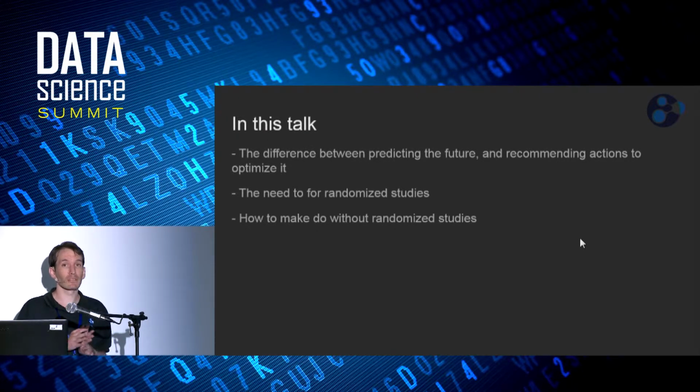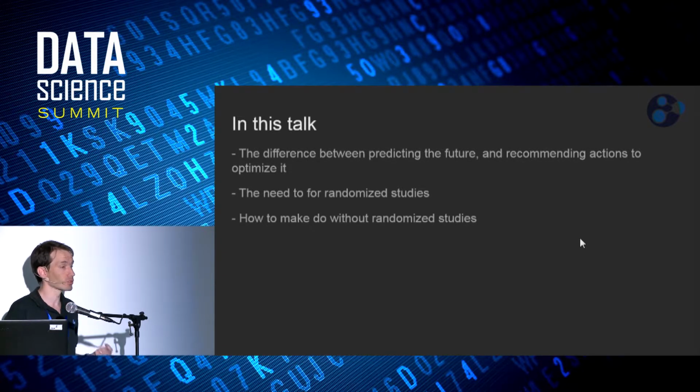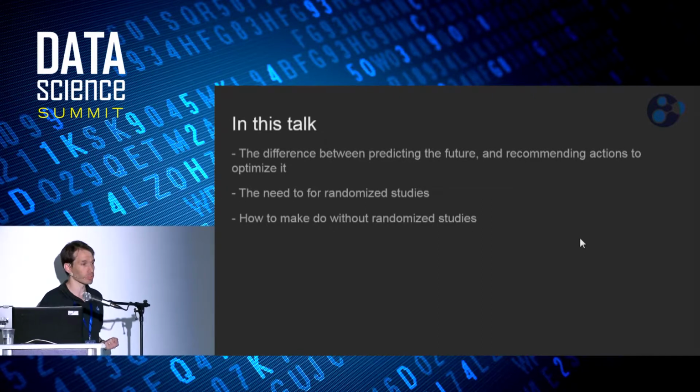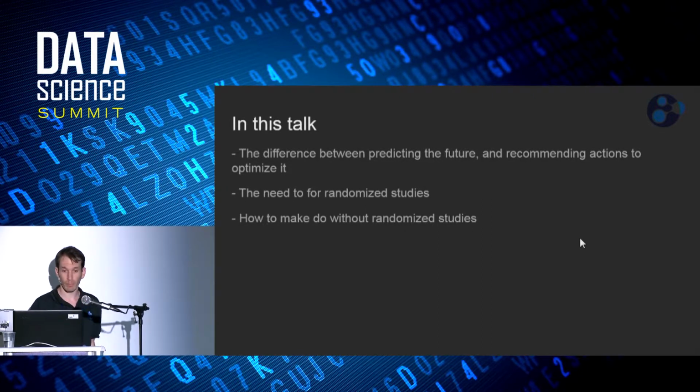And this is very different, I will show, from a standard predictive modeling problem. We will talk about randomized studies and how they're the standard solution for the problem. We will show how they're not always viable. We will discuss some well-researched and less researched solutions for how to make do without them. And we'll do this with a few guiding examples.